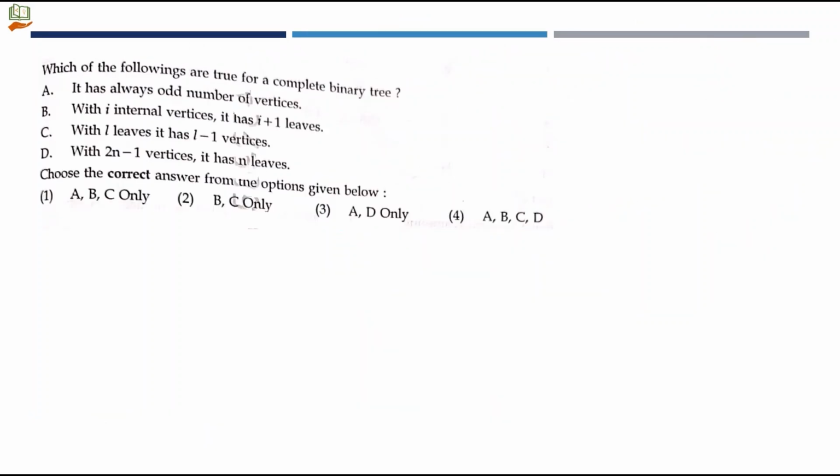Next question. Which of the following are true for a complete binary tree? First, let me tell you what is a full binary tree and a complete binary tree. A full binary tree is a tree in which each node has either 0 children or 2 children. If present, both the children should be present, else no children should be present. That is the case of a full binary tree.